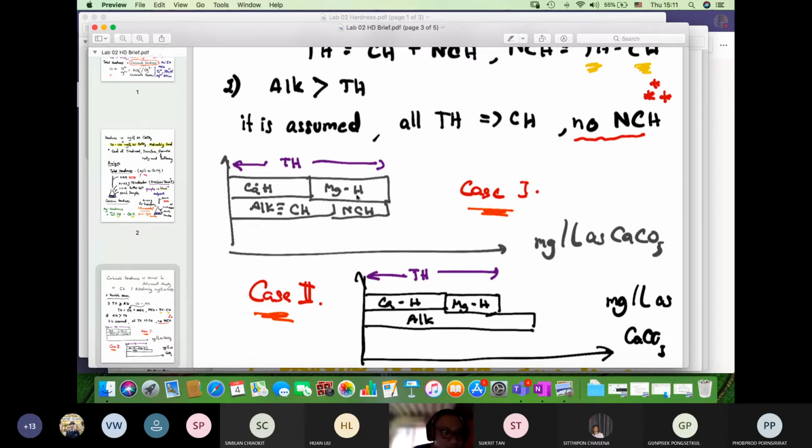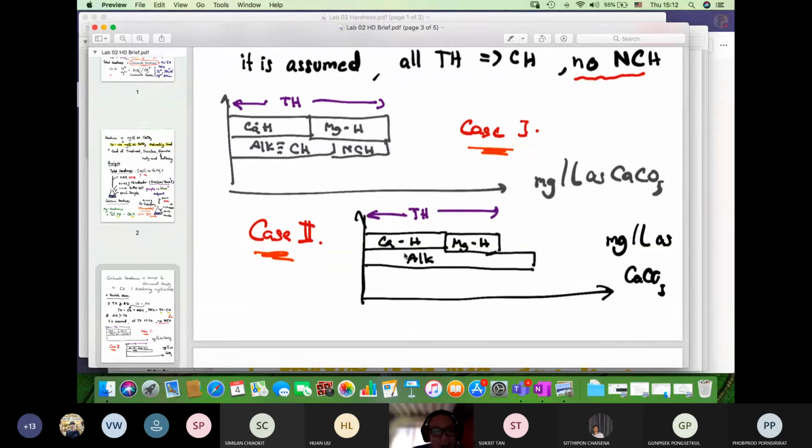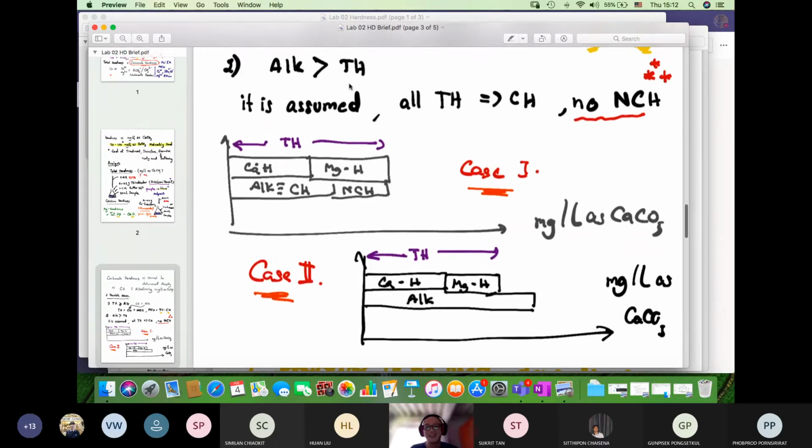Calcium hardness, magnesium hardness is here. So you put the amounts here. Then you compare with the alkalinity. So if the alkalinity is less than total hardness, we can assume alkalinity is the carbonate hardness, and the remaining part is the non-carbonate hardness. That is the first case. Second case, if the alkalinity is greater than the total hardness, in this case we can assume all the hardness present in this water sample is carbonate hardness, no non-carbonate hardness.